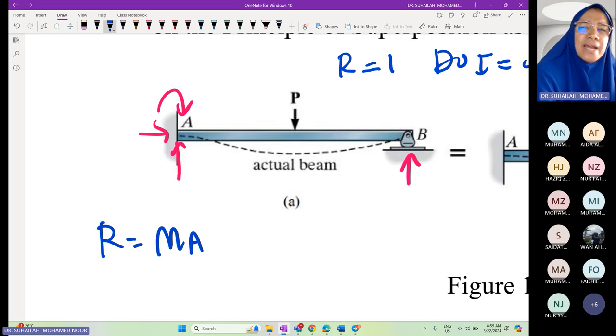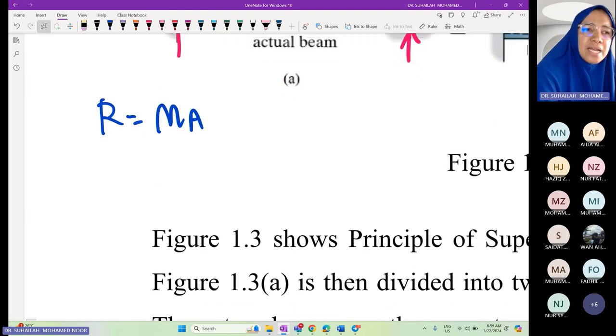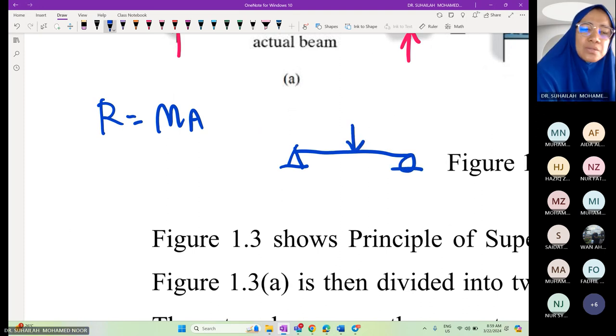Bila kita remove moment dekat A, dia jadi apa? Remove moment daripada fix, dia jadi pin. So, dia akan jadi pin dengan roller. So, is this determinate beam? Yes. Okay. So, determinate beam. So, simply supported beam also can be the primary structure.